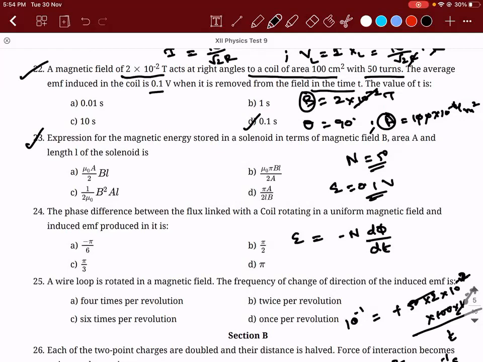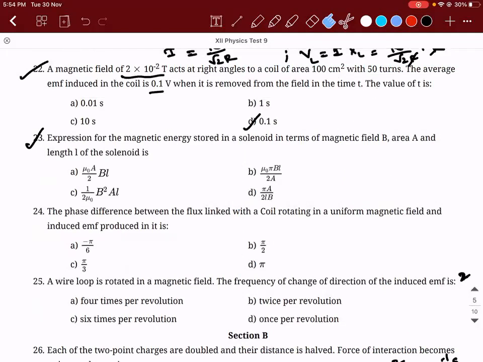Question 23: Expression for the magnetic energy stored in a solenoid in terms of magnetic field, area, and length of the coil. What is the energy? That is half L I square. But what is L equal to? Self-inductance for a solenoid is mu naught N square A divided by small l. So take and substitute it here.